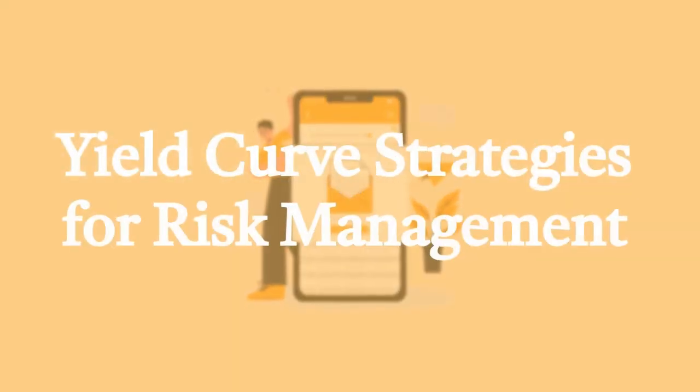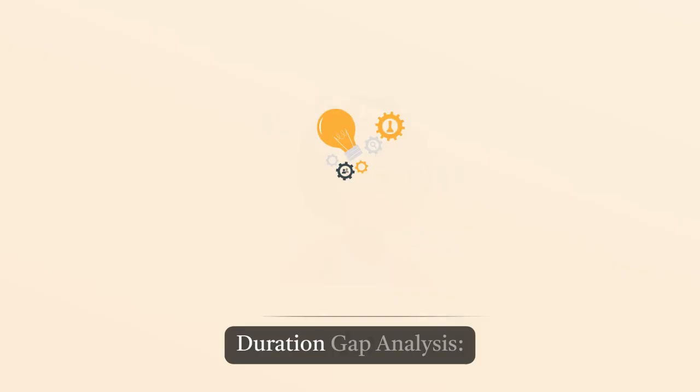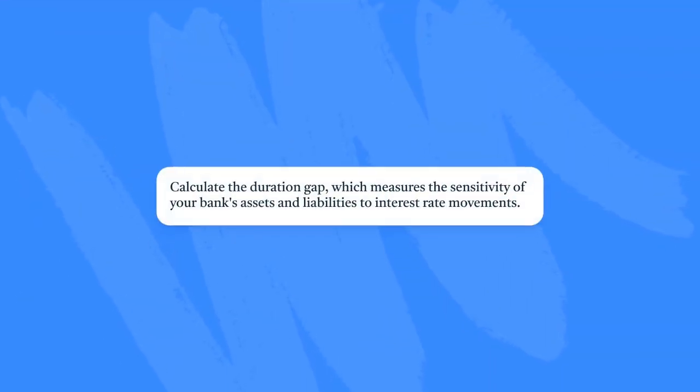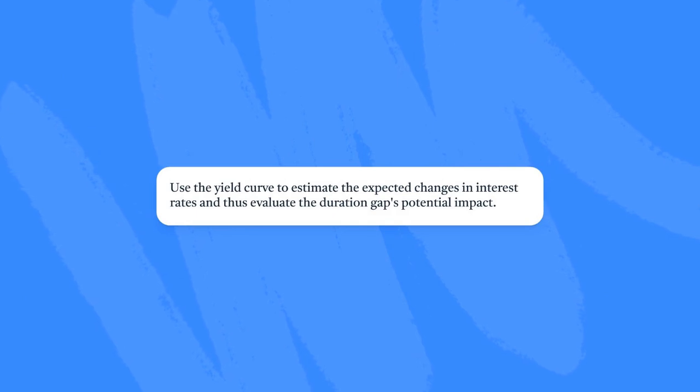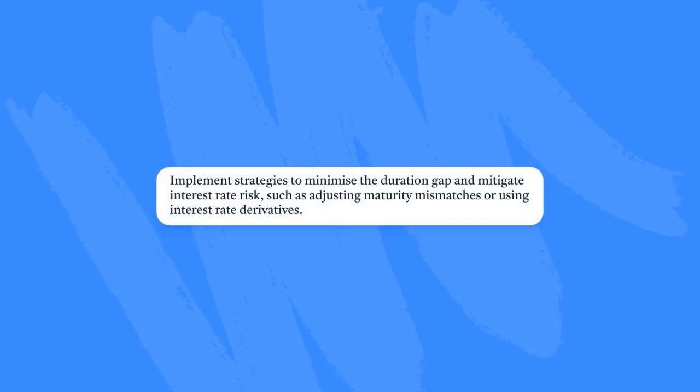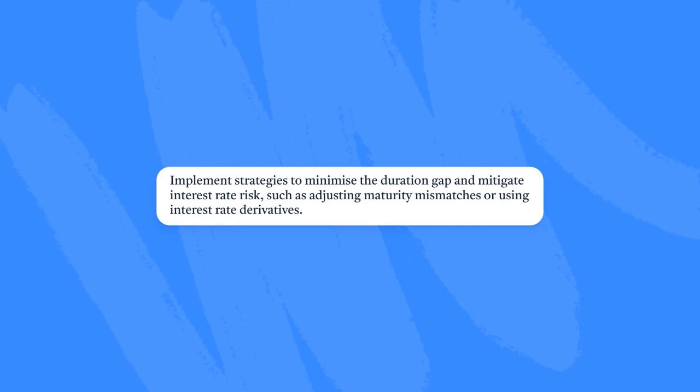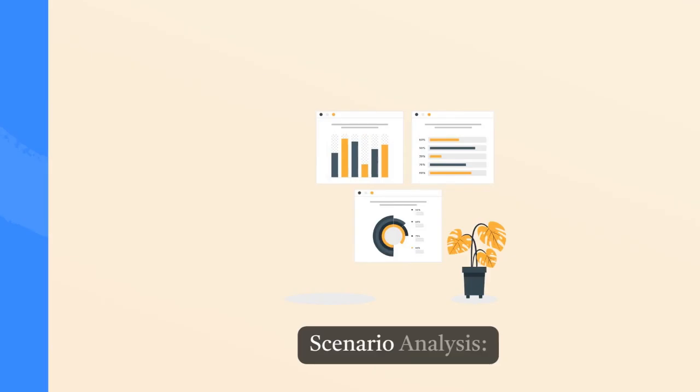Yield curve strategies for risk management. Duration gap analysis. Calculate the duration gap, which measures the sensitivity of your bank's assets and liabilities to interest rate movements. Use the yield curve to estimate the expected changes in interest rates, and thus evaluate the duration gap's potential impact. Implement strategies to minimize the duration gap and mitigate interest rate risk, such as adjusting maturity mismatches or using interest rate derivatives.